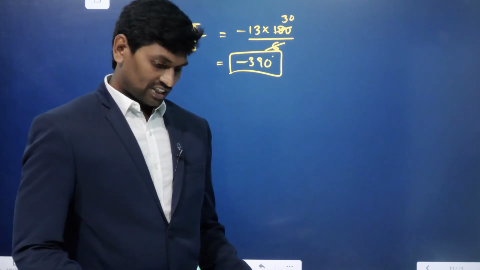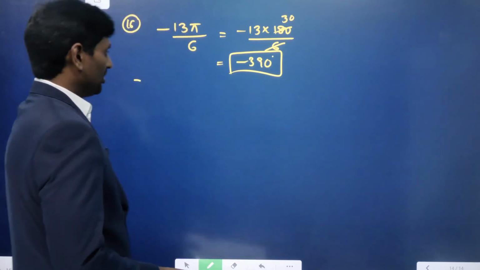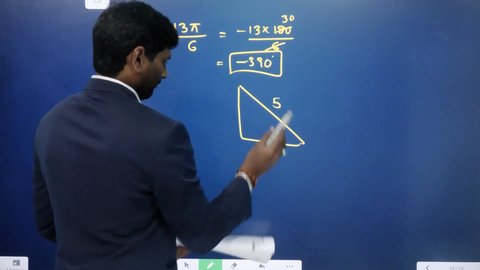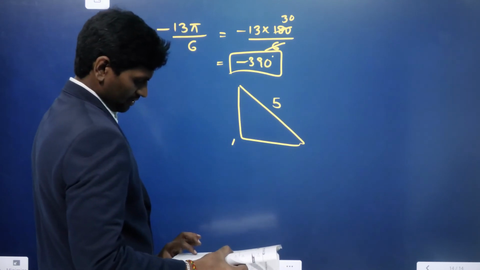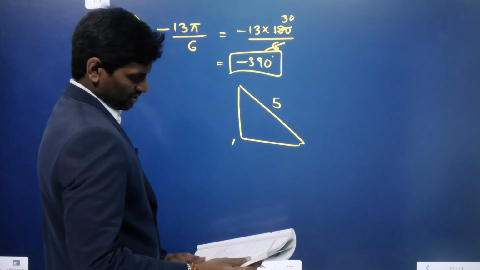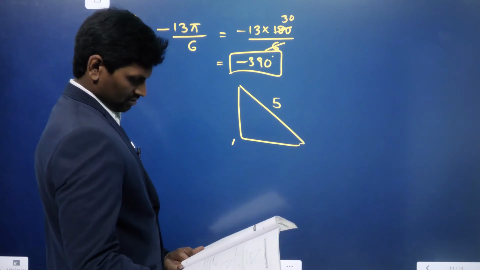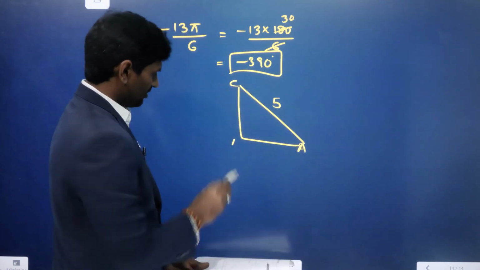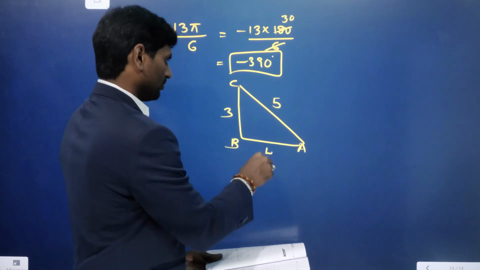Next, coming to question number 18. In triangle ABC, this is also the same, secant square theta minus tan square theta, but the diagram is given here. Let me tell. In triangle ABC, the highest, AC value is 5, and B is having the right angle, that means BC value is 3 and AB value is 4.